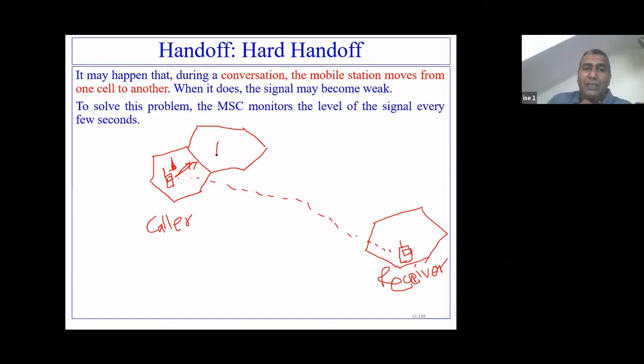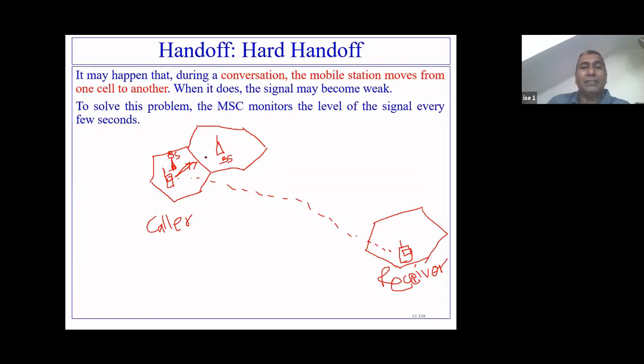Now what happens here, there is a peculiar scenario. As the user starts moving, so this is the base station. I call this as base station BS. This is the base station of this particular cell. So as this mobile station starts moving, the signal strength starts reducing on this mobile phone. So the channel which was used by this caller, the signal strength will be reducing as this mobile phone user starts moving towards the boundary of this particular cell.